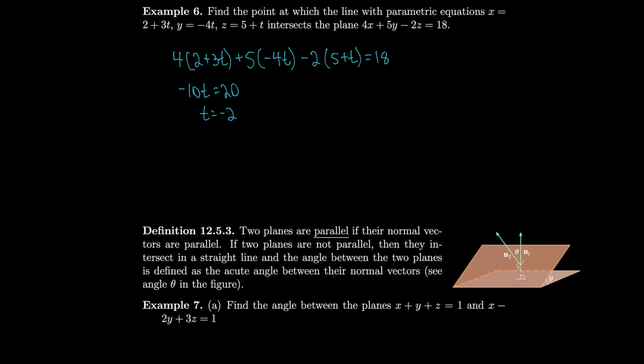Now we know what the value of t is. We can plug that back into our parametric equations for x, y, and z, and we can see what the point is. So x equals 2 plus 3 times minus 2, so that's minus 4. Y is negative 4 times negative 2, which is 8. And z is 5 minus 2, which is 3. So our point is (minus 4, 8, 3) for our intersection.